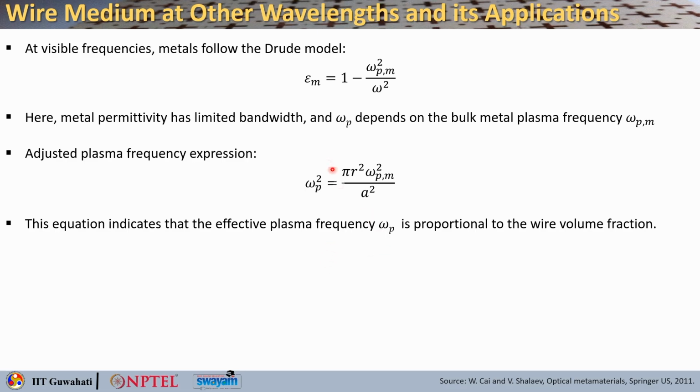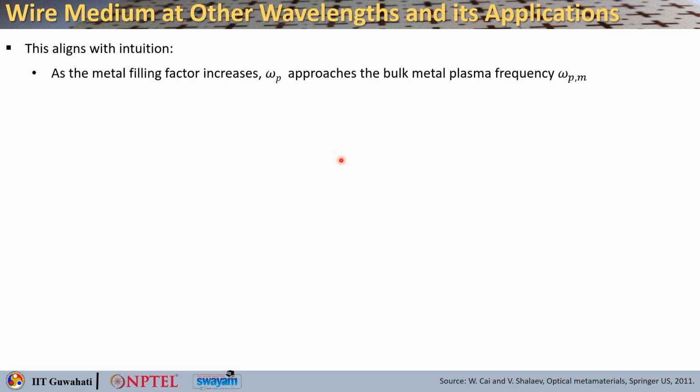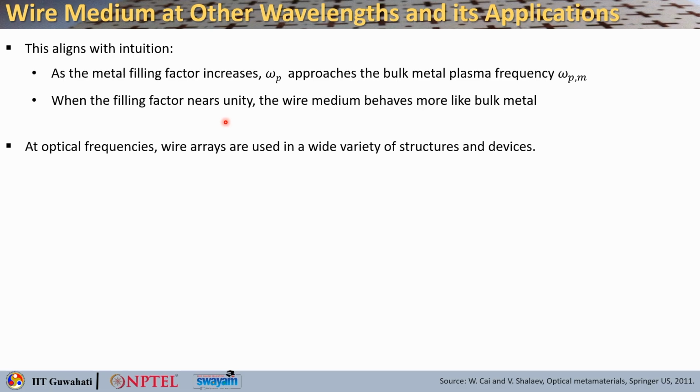So, this is basically giving you the effective plasma frequency, which you can see is proportional to the wire volume fraction. Now, this aligns perfectly with the intuition that as the metal filling fraction increases, omega p will approach the bulk metal plasma frequency, that is omega pm. That makes sense. And when the filling fraction nears unity or almost unity, that means the wire medium will behave like the bulk metal only, right.